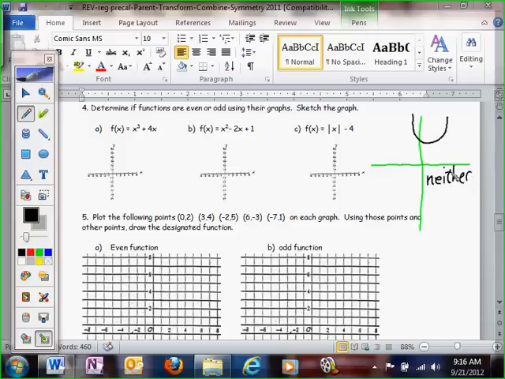If it has y-axis symmetry, it's an even function. If it has origin symmetry, which means that when you look at it the way it is and turn it upside down, they look exactly the same, it's an odd function. So be careful there.